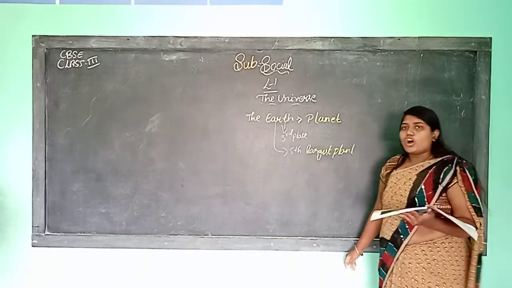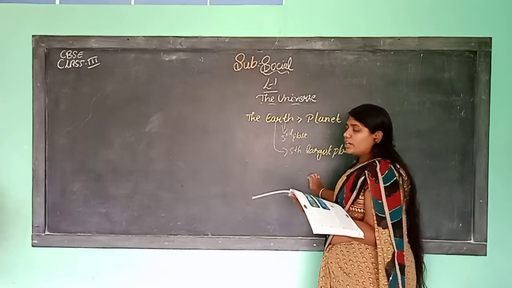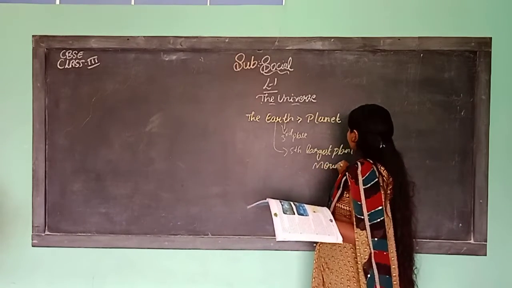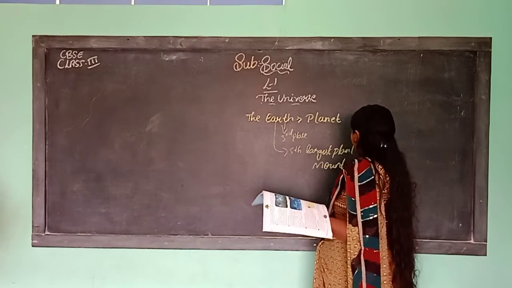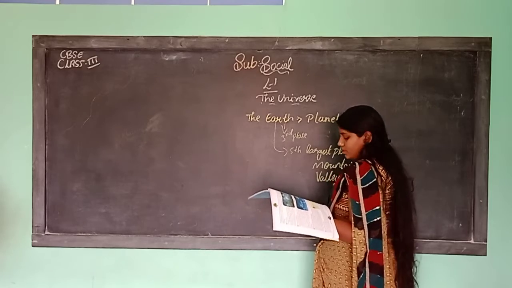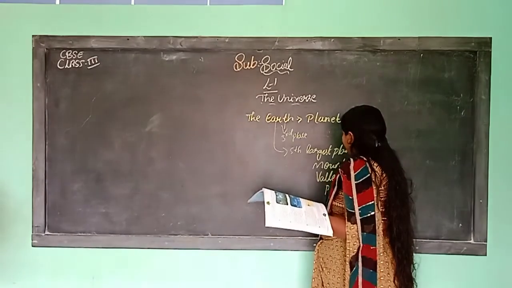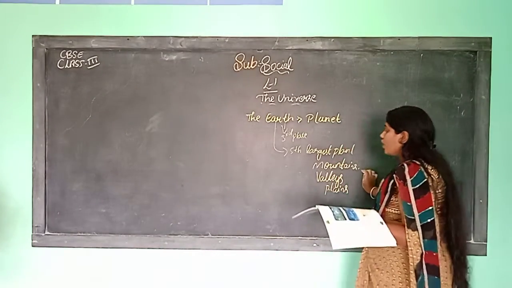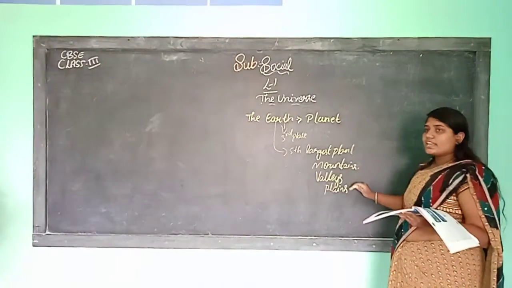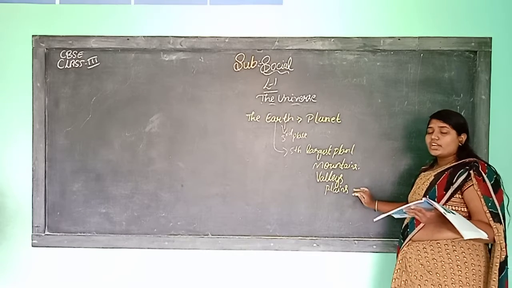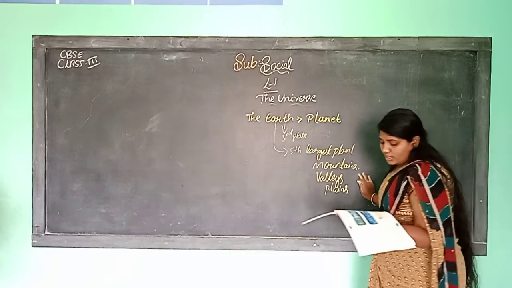Earth is a rocky terrestrial planet. What is there on the Earth? There are mountains, valleys, plains, etc. We can see on the Earth. There are so many things on the Earth. For example, we can see mountains, valleys, lakes, rivers, seas, oceans, etc.